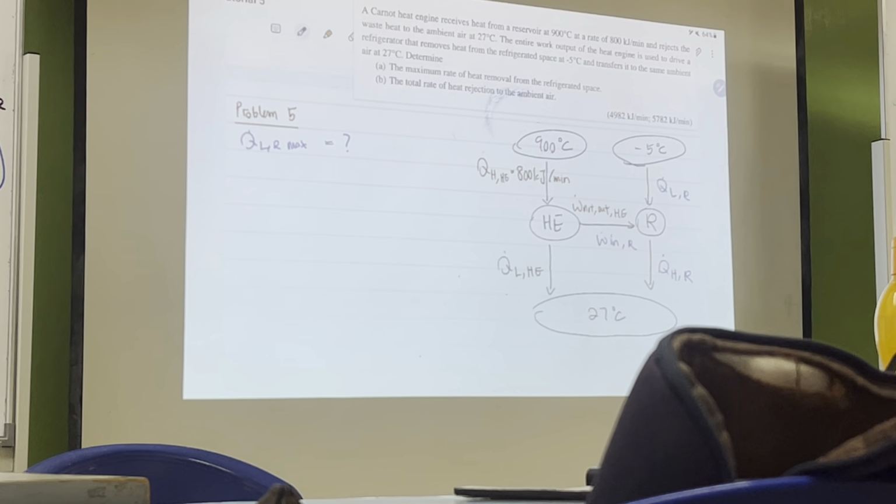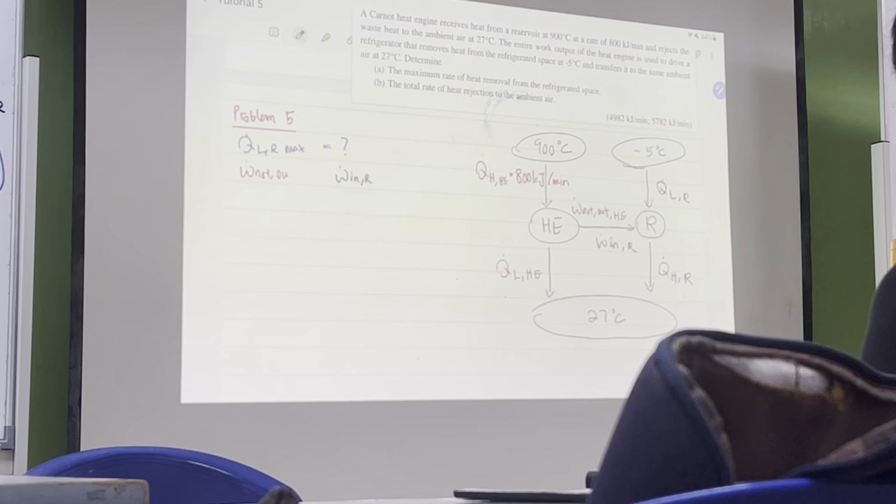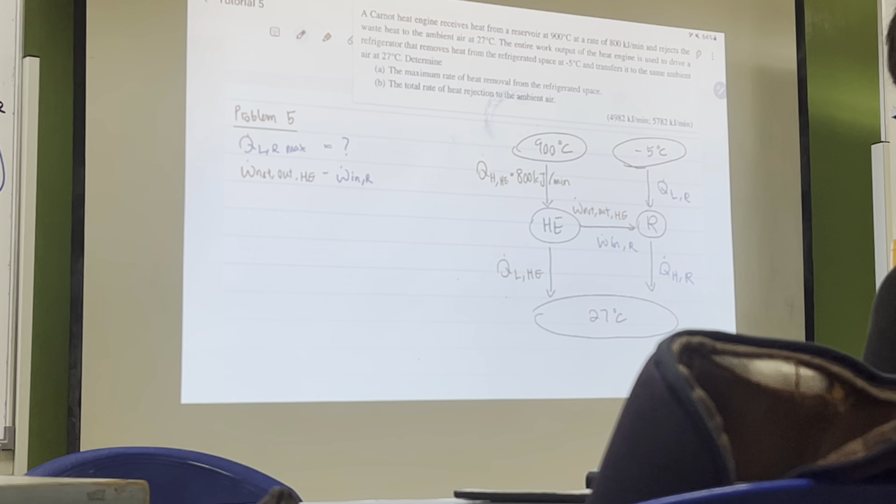Now the only information that you have here is QH for the heat engine. So very obviously you need to use the heat engine in order to find the information for the refrigerator, right? So we start from the heat engine first. The link between them will be that the work into the refrigerator is equal to the work net out of the heat engine. So the first step that you should do is to find out what is the work net out.